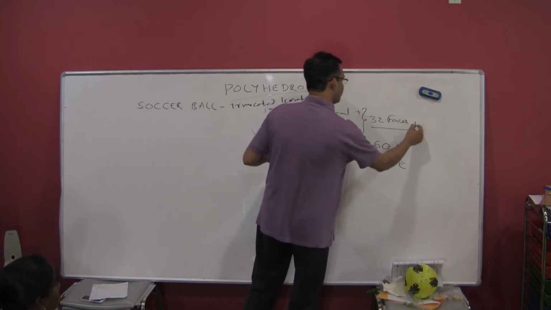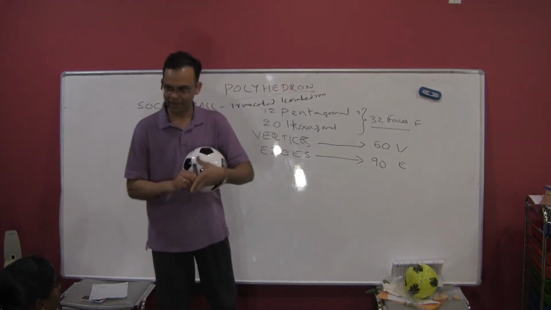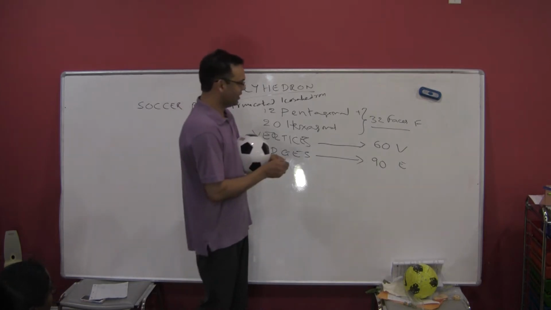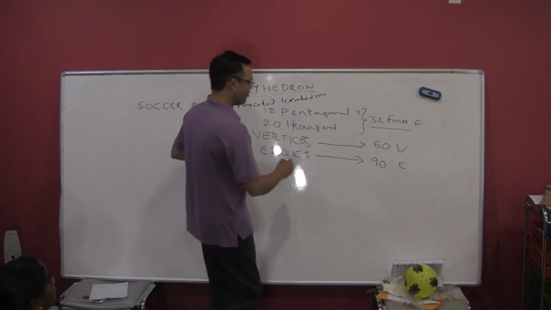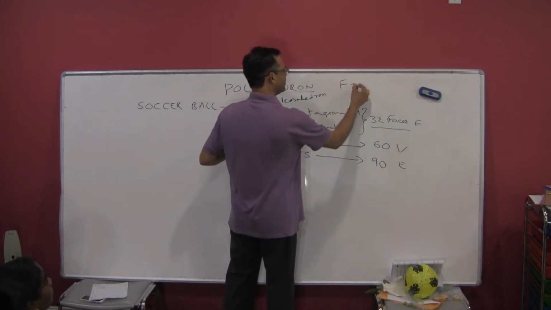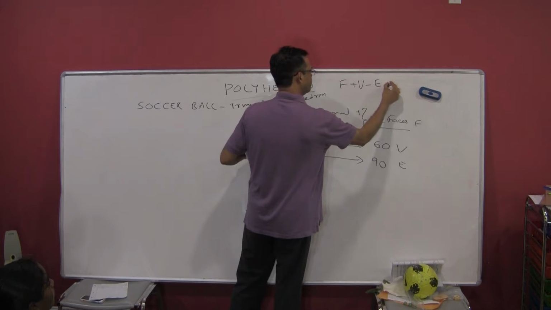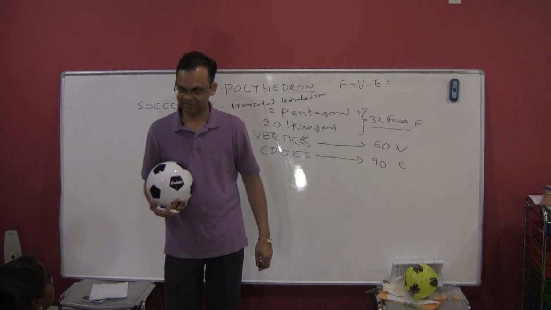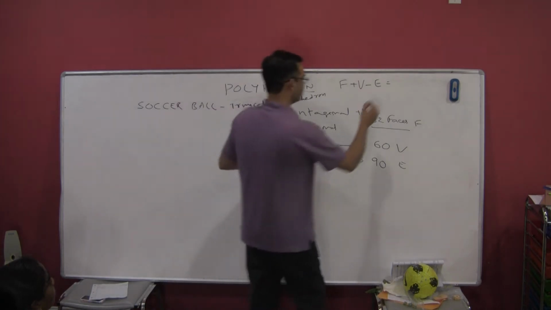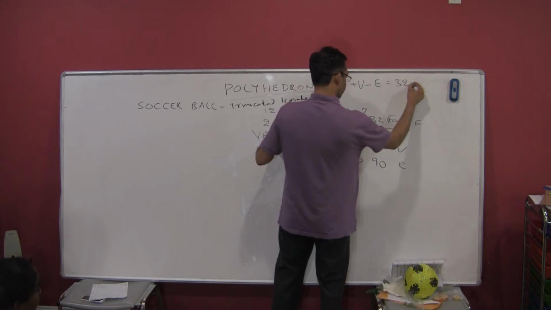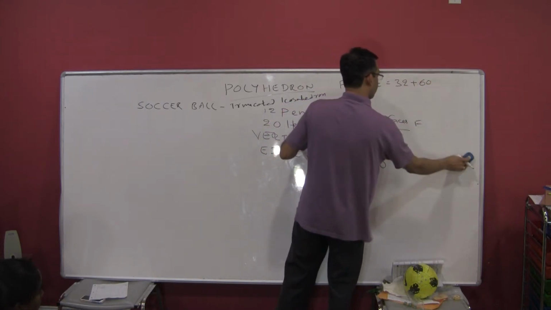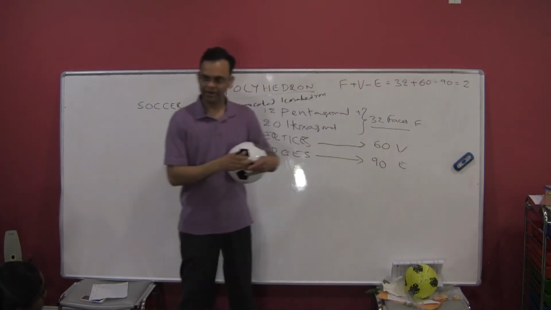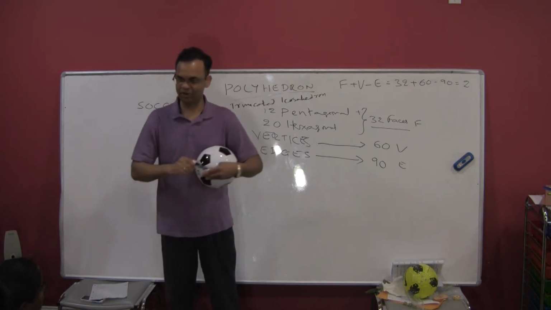I'll just call them F, V and E for now. In addition to that, I want you to observe one more thing, and keep this. We'll come back to this. Find out what is F plus V minus E. So what is the number of faces plus number of vertices minus number of edges? 2, right? 32 plus 60 minus 90. That is equal to 2, right? We'll come back to that. I'll keep that in the corner and we'll come back to that.